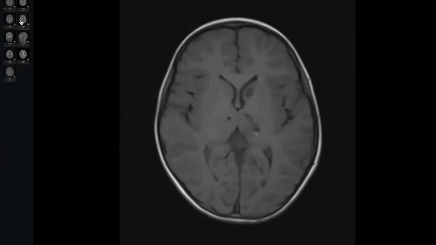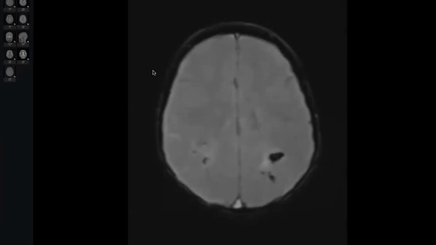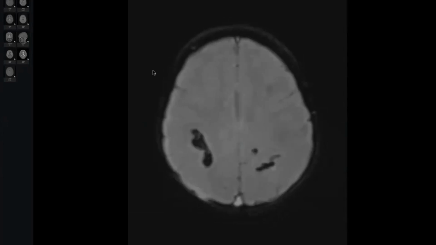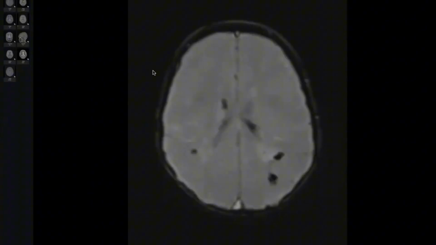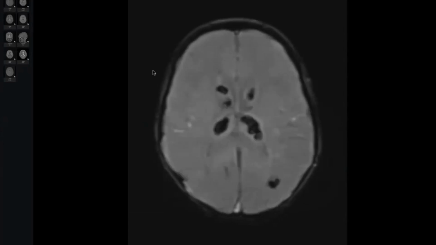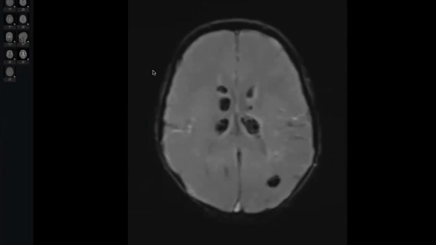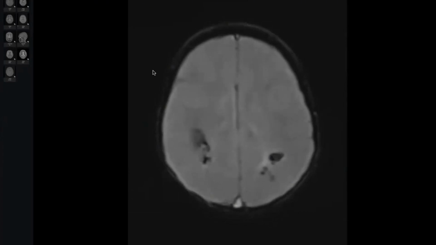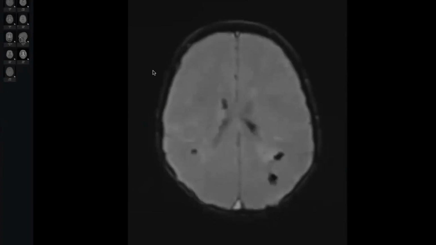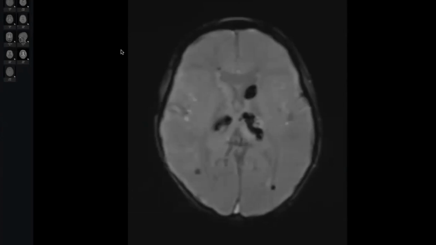So doctor, give me SWI. This is SWI. Doctor, I'm worried about hemorrhagic disease. Like number one, hemorrhagic metastasis, melanoma. A cavernoma. Or, doctor, less likely calcified lesions like calcified neurocysticercosis. Why is this not calcified neurocysticercosis? Because the distribution here is not related to blood-borne infections.